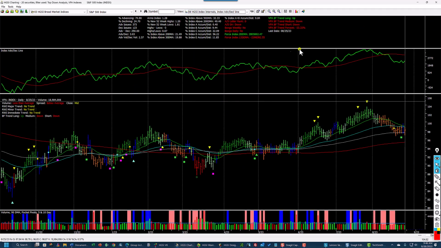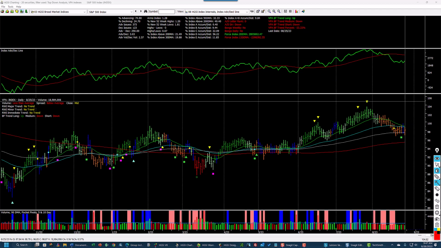Okay, this is the AD line again. And there's detailed information up here in this box. This is one nice thing about HGSI. You can put these warehouse fields in here and get a lot of information about what's going on. I'm not going to read all these. You can do this yourself and figure it out. But it really shows you the strength or weakness based upon accumulation, advancing, declining, and so on.